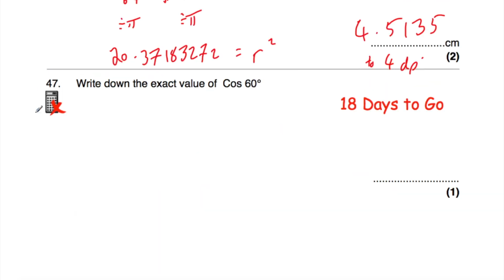Okay, let's have a look at our next question, question number 47. So question number 47, we've been asked to write down the exact value of the cos of 60 degrees. Well, the cos of 60 degrees is a half, so the answer is a half. And if you got that, well done.